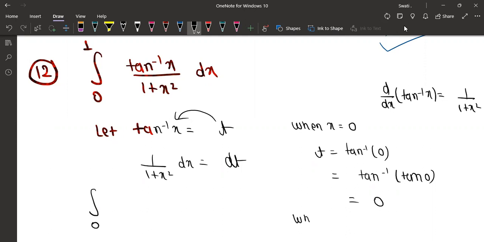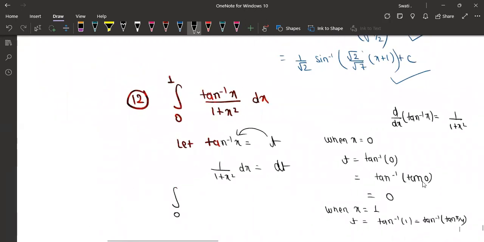But now when x is equal to 1, what will be the value of t? t will become tan inverse 1, which is nothing but tan inverse. At the place of 1, we can write tan pi by 4. And we know that tan inverse tan theta is theta. So that will become simply pi by 4, right? So now the upper limit has changed, that is pi by 4.